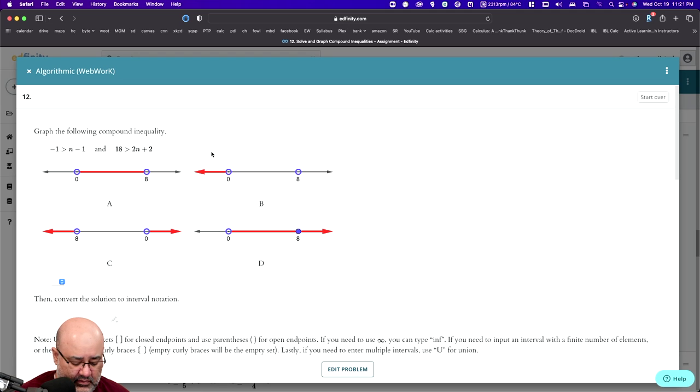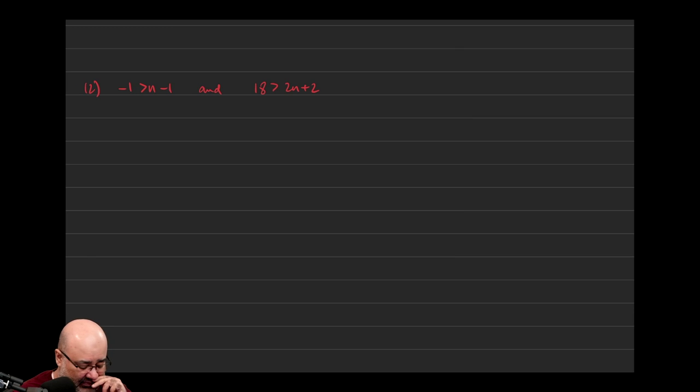Negative 1 is greater than n minus 1. 18 is greater than 2n plus 2. So here, add the 1 to the left side, which would give us 0 is greater than n. Subtract the 2, and then divide both sides by 2. And then rearrange so that the n is on the left-hand side.